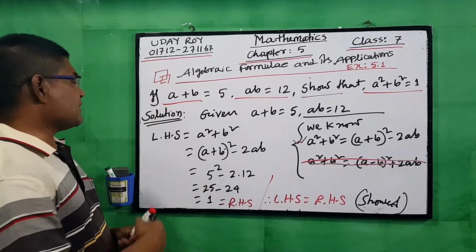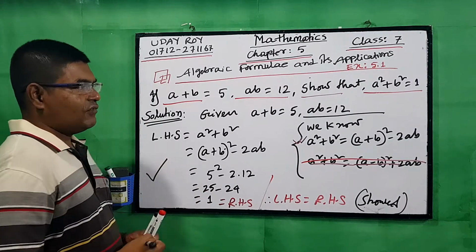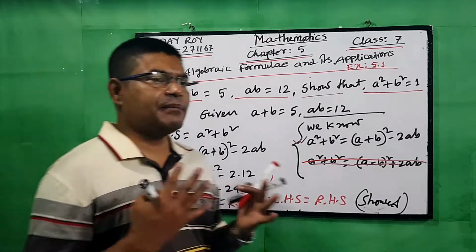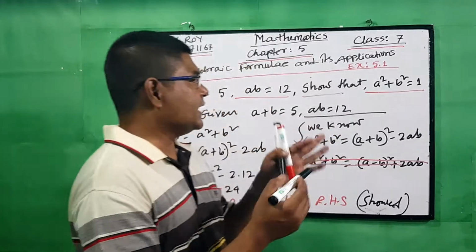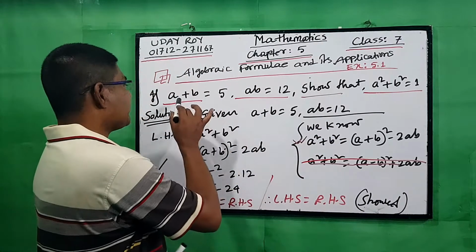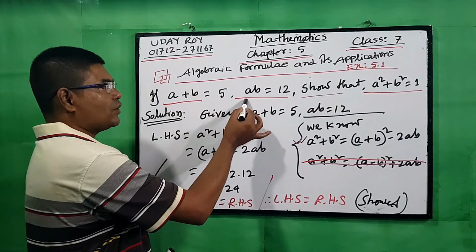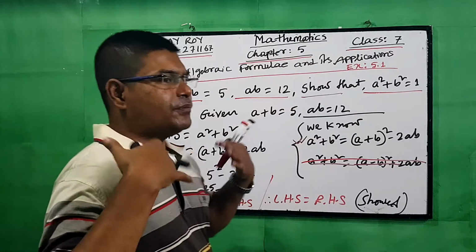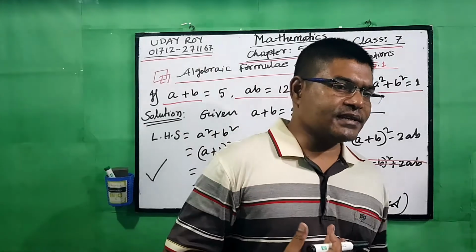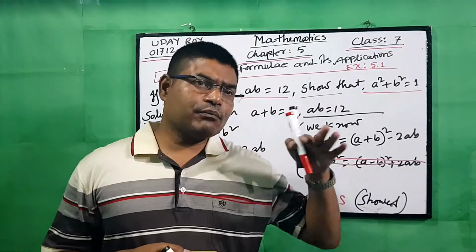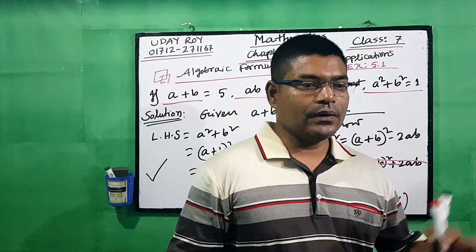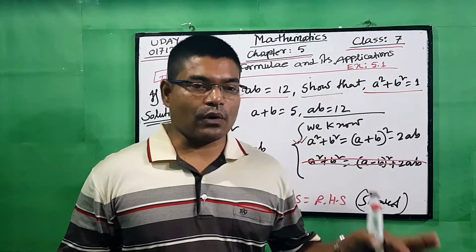So this maths is done. For your betterment, I am repeating my class again. Here A plus B equal to 5, AB equal to 12. Show that. I told you a few minutes ago: show that, prove that, and find the value, you have to use some corollary.